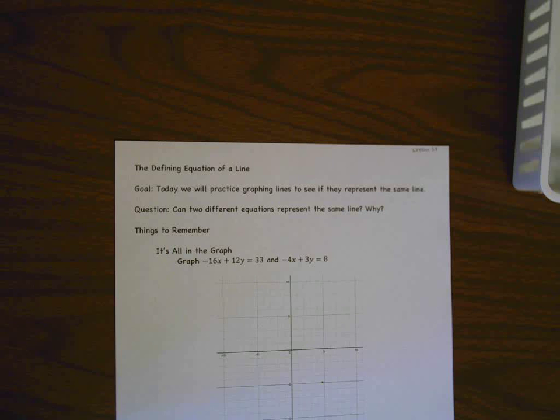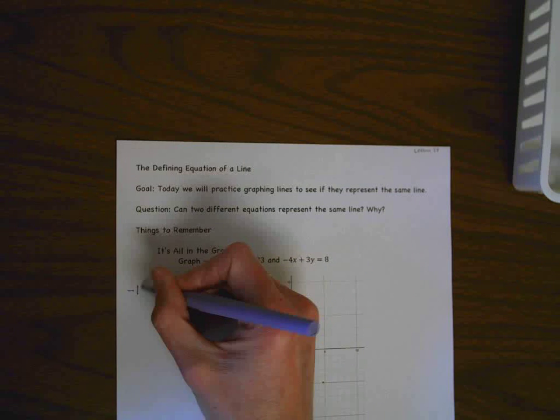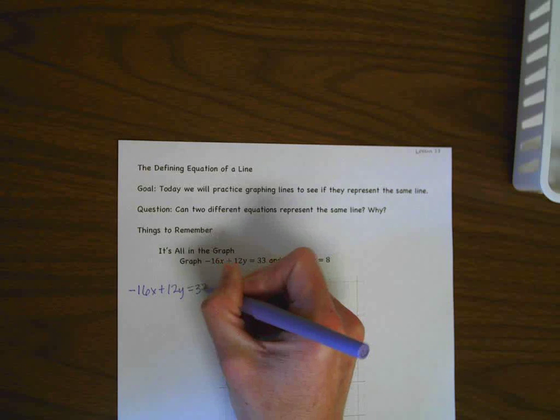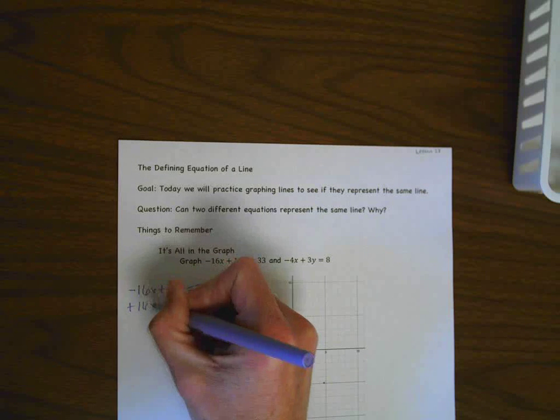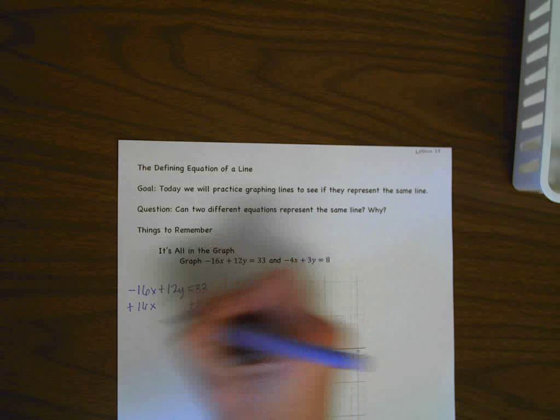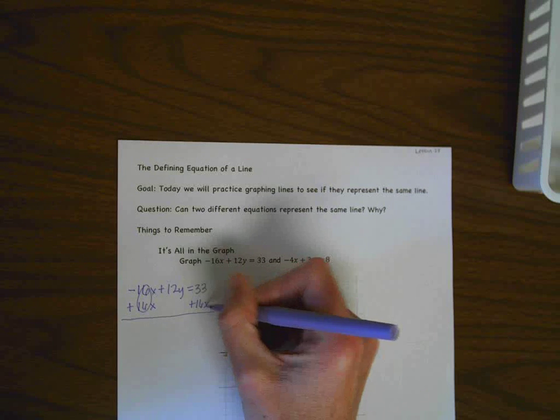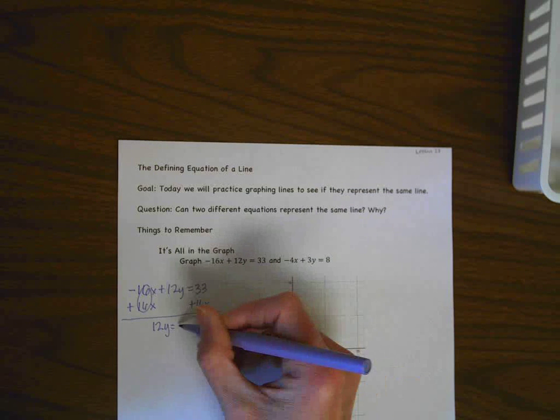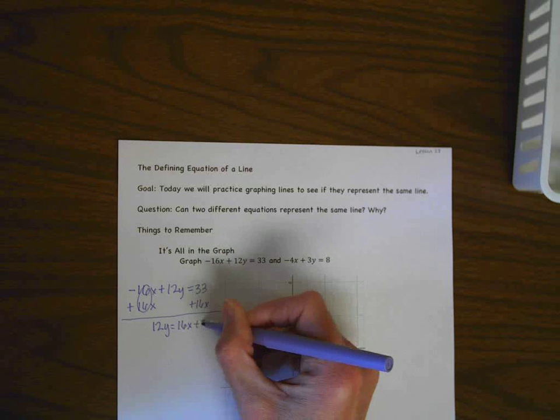Things to remember, it's all in the graph. So the first thing it asks you to do is graph these two lines. For me, I'm going to change them into slope-intercept form. We'll do one on one side and one on the other. So we have negative 16x plus 12y equals 33. I'm going to add 16x to both sides, and remember slope-intercept form requires the slope and the x to be right next to the equal sign. So now I have 12y equals 16x plus 33.